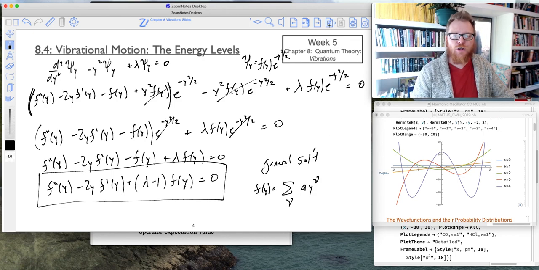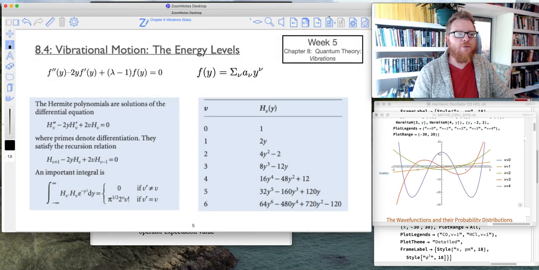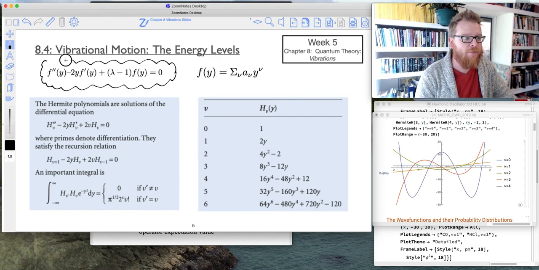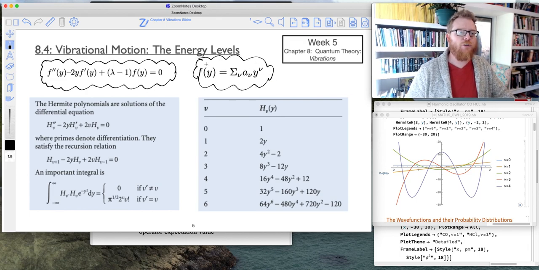And as it turns out, there is a very special solution. So this is the equation that I just spent all that time deriving, and here is that general solution.